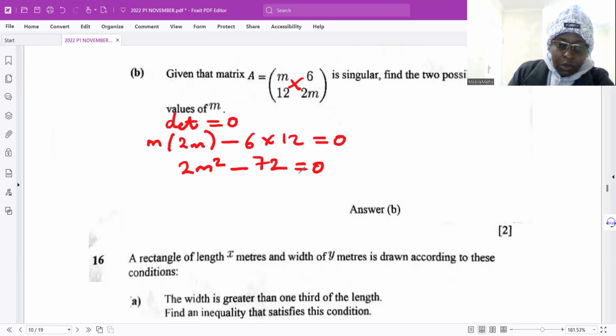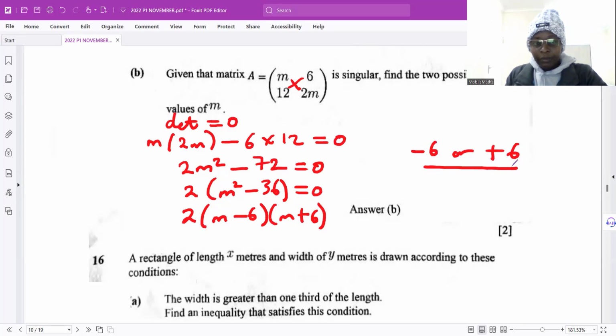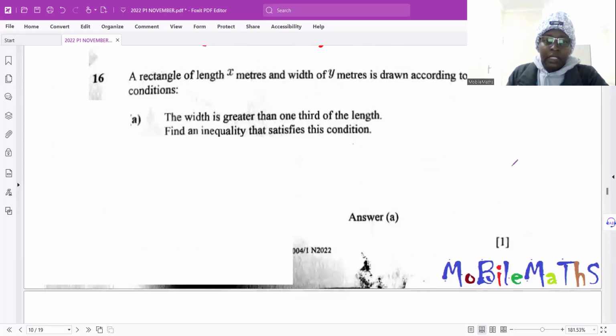Taking 72, let me take 2 out here. I get m squared minus 36. Yeah, that makes it easier. Then this part is a perfect square, so this will be 2 times m minus 6, m plus 6. So it means the value of m is minus 6 or plus 6. Okay, like that. Let's move on to number 16.